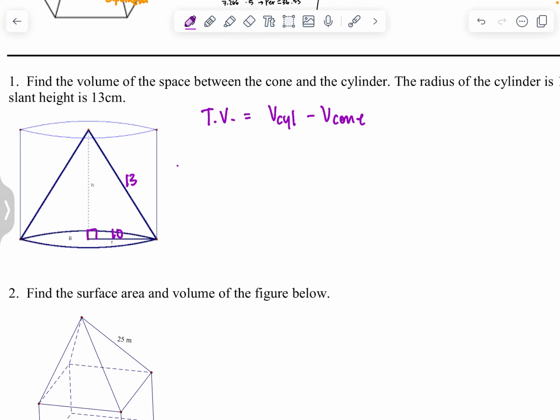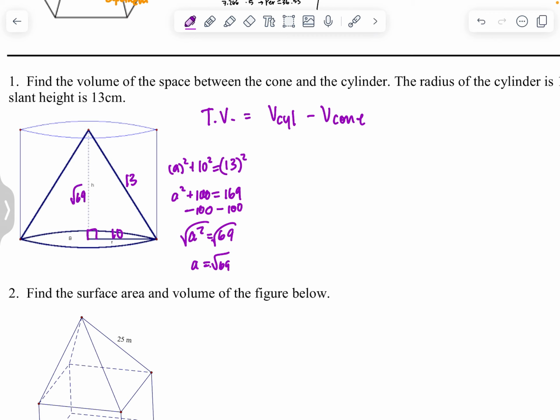We end up with a squared plus 10 squared is equal to 13 squared. We get a squared plus 100 is equal to 169. Subtract 100 from both sides, and you get a squared is equal to 69. You square root that, and that's not a perfect square, so a is equal to the root of 69.